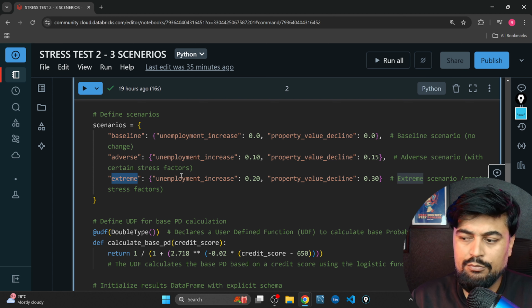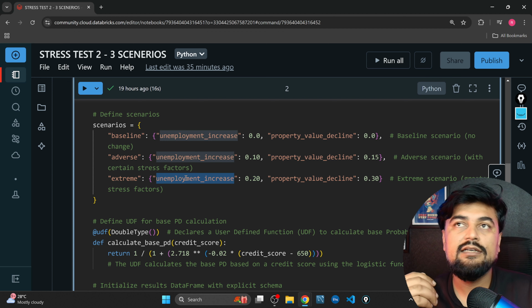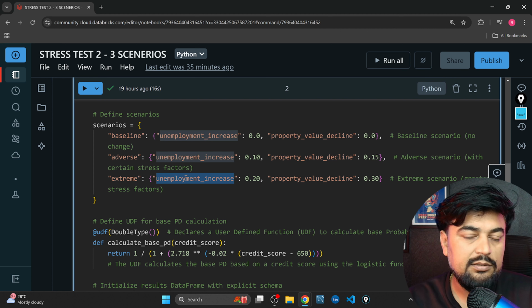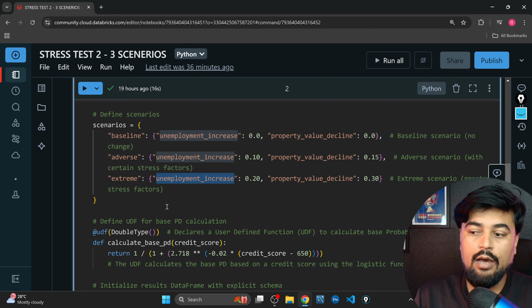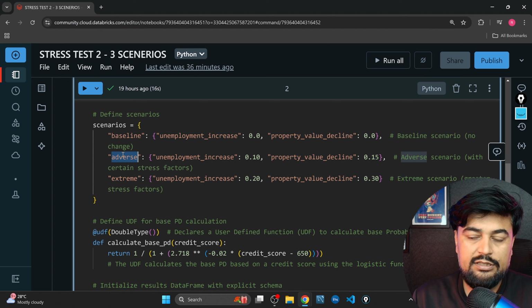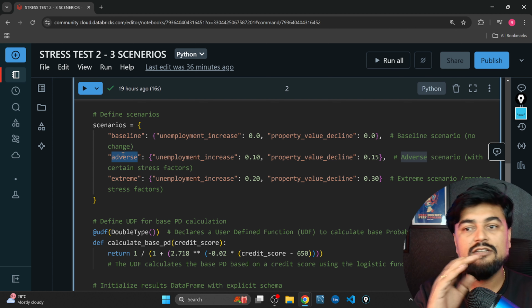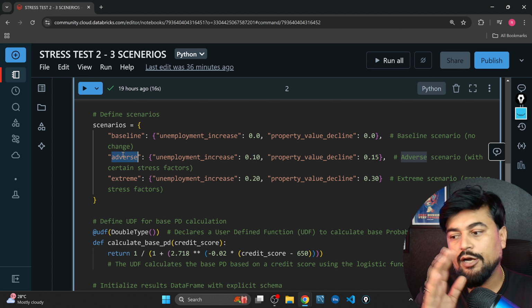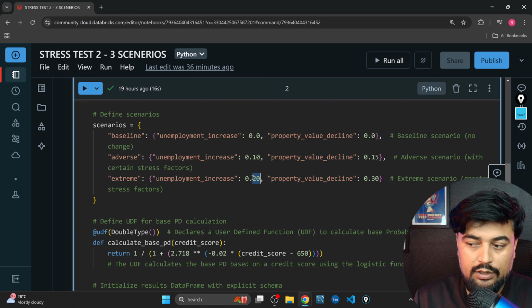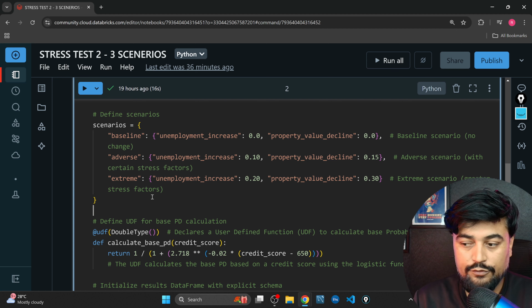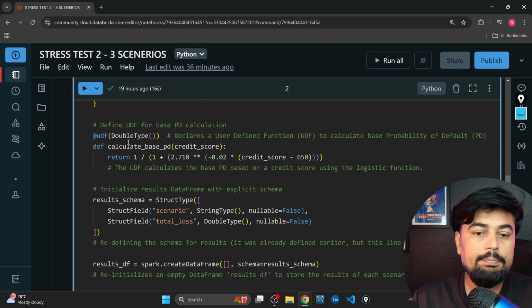The extreme you can understand as a different condition. Let's say a tsunami is coming, or it happened in some country, or an earthquake came, or COVID happened. All of them are part of extreme. Adverse is something like a GDP fall or a share market crash, which gradually picks up much faster compared to the extreme scenario. I'm giving a multiplier for all of them, and you can see the highest multiplier is this one, the extreme scenario, and the decline is also highest here compared to adverse. I hope this makes sense as of now. Now I'm calculating the PD calculations here.